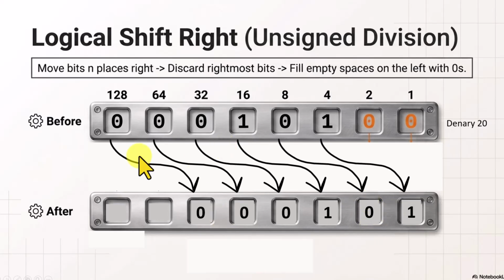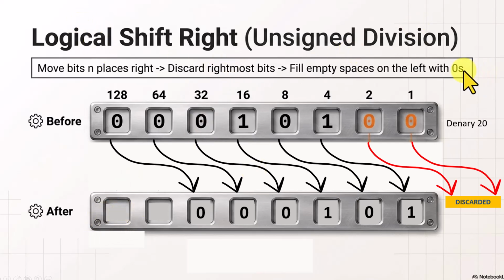So till here, we just moved everything 2 units to the right. Now this 2 will be discarded, because that will go outside the register. And the empty spaces in logical shifts, we have to just fill them with zeros. In logical shifts, we fill them with zeros, so that will be 0 and 0.